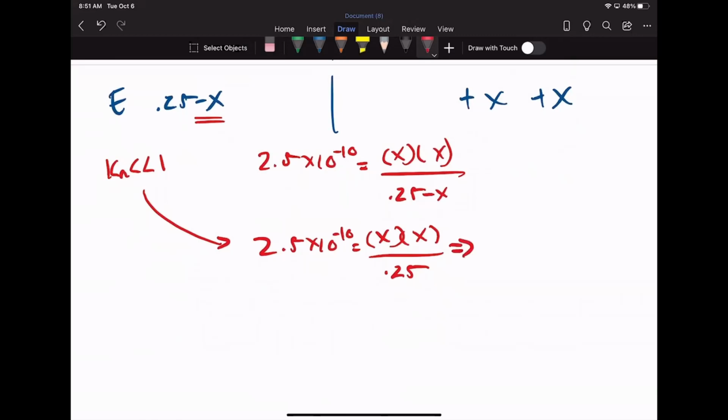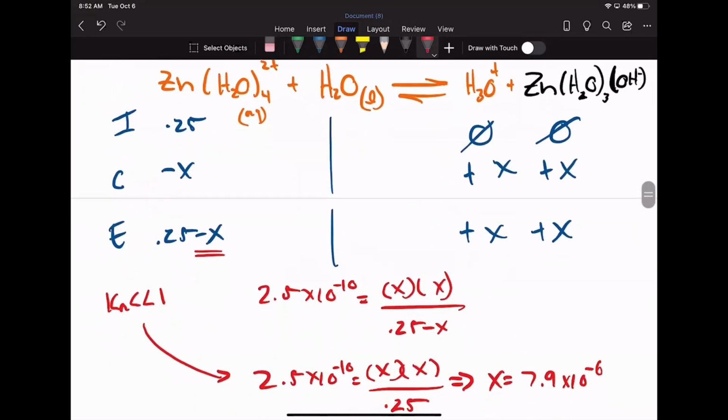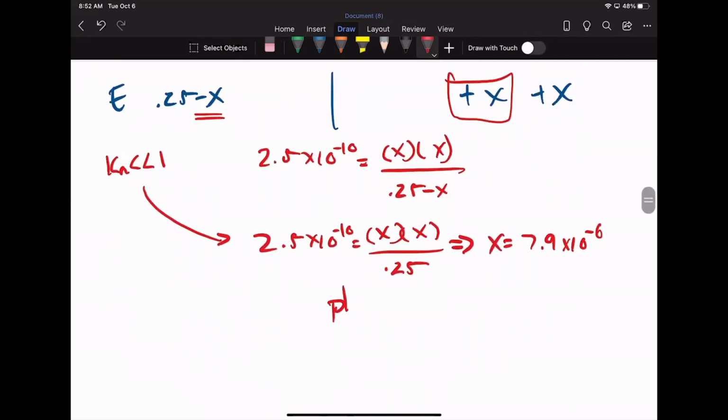So we can go ahead and solve that. Let's solve that, and we'll say our x value is equal to 7.9 times 10 to the minus 6. So that's the value of x, right? There's my H3O plus. That's all I needed. That's all I need to calculate pH. pH is equal to the negative log of 7.9 times 10 to the minus 6. And this is going to equal 5.10.